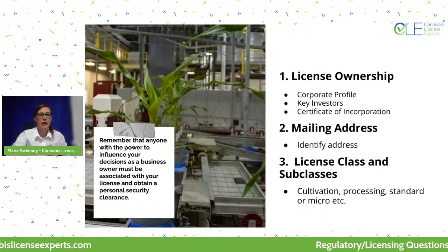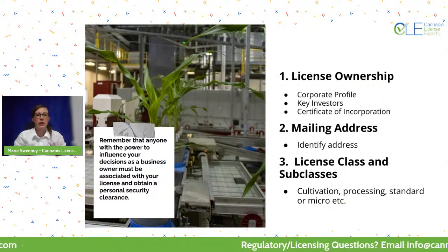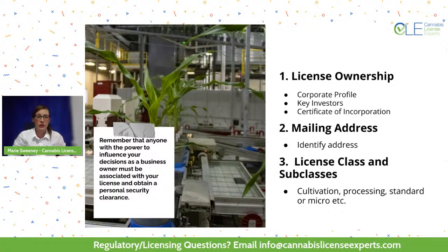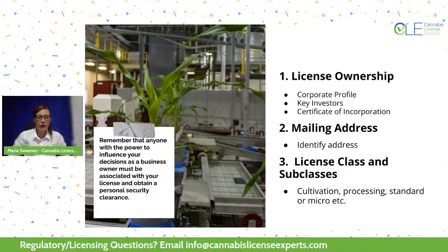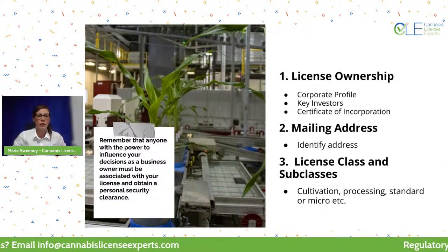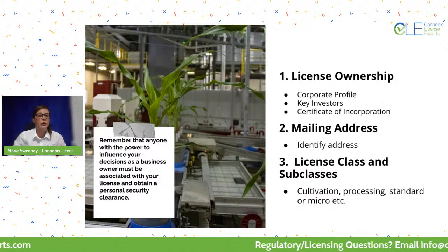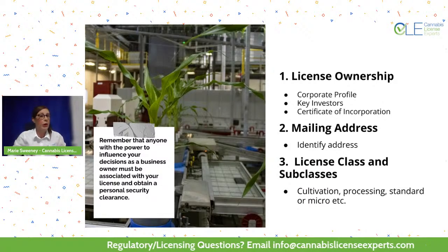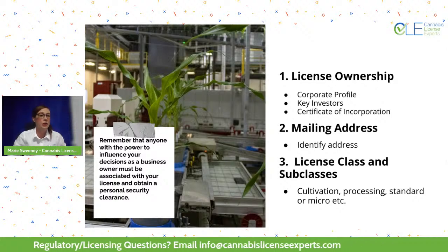Okay, moving on to the next slide. So getting a little into each of those categories or sections of the application to be prepared. One is your license ownership. You're going to have to upload a corporate profile and create one as well. You're going to have to list your key investors and upload your certificate of incorporation and any other associated documentation with your incorporation. Number two, your mailing address.